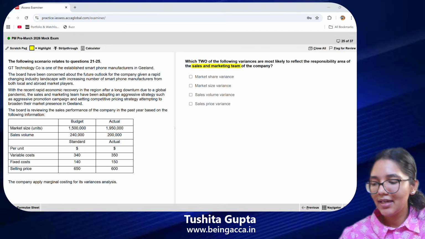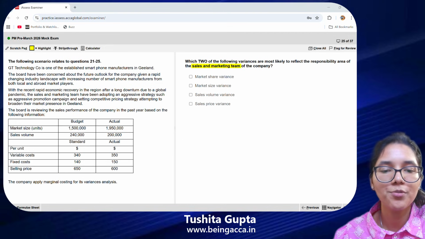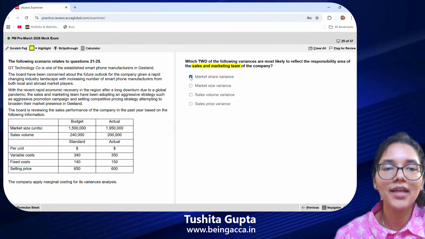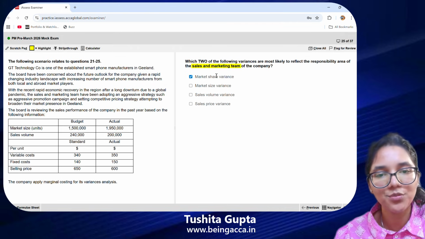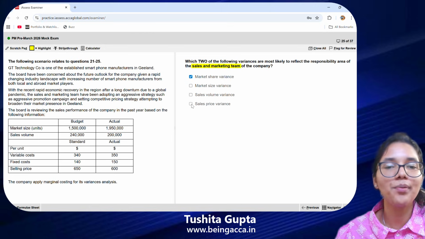Okay, I'm getting the answers. Most of you say it will be option 1 and 4. 1 is your market share variance. We already know share is our operational variance. It has to be in our control. And the last is the price variance. We decide what the selling price is going to be.